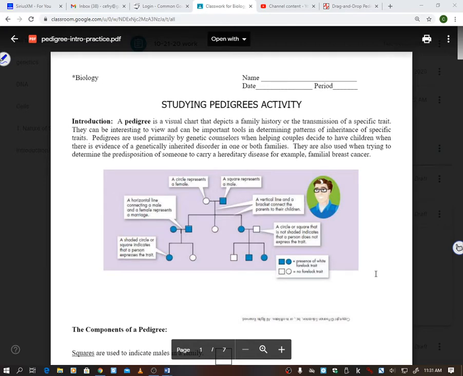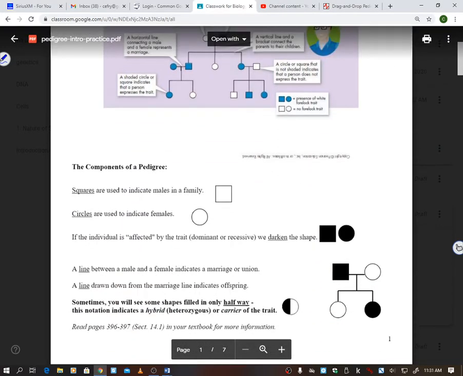On this one, the one thing I don't like about this packet is they don't do half shading. I always do half shading. So for instance, what I mean is this child should be half shaded in because they got that from dad and they got the white side from mom. Alright, so anyways, that's the only thing. So you'll see me do some half shading on here if they're heterozygous.